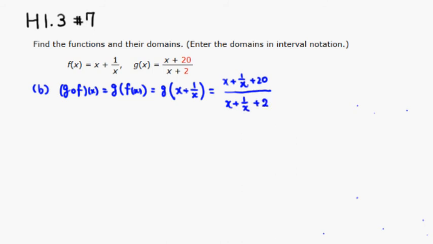All right, so to clean up a little bit, since I don't like to have fractions inside fractions, I'm going to multiply top and bottom by x. That way we have x times x is x squared. Then x times 1 over x is actually 1, so I'm going to put the plus 1 at the end. Then x times 20 is 20x, over x times x is x squared, x times 2 is 2x, and x times 1 over x is 1.